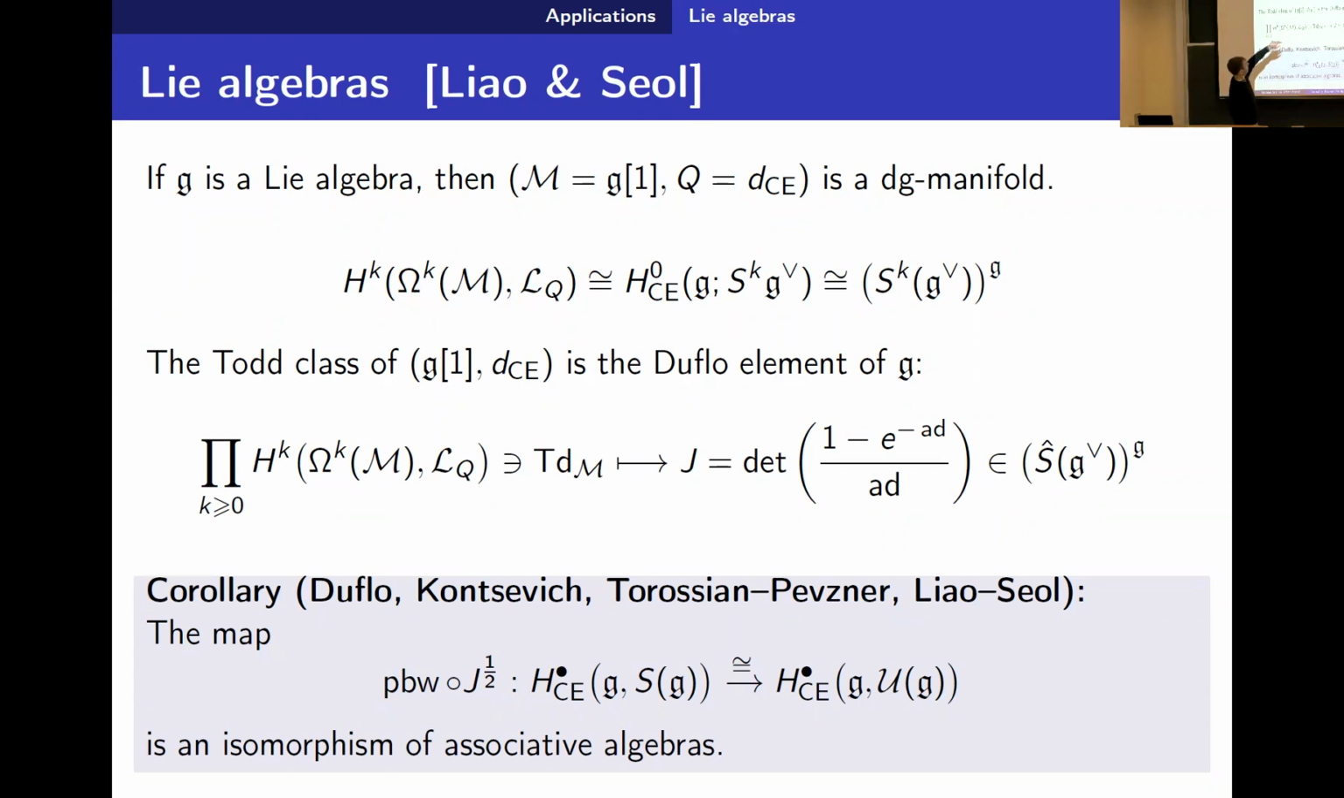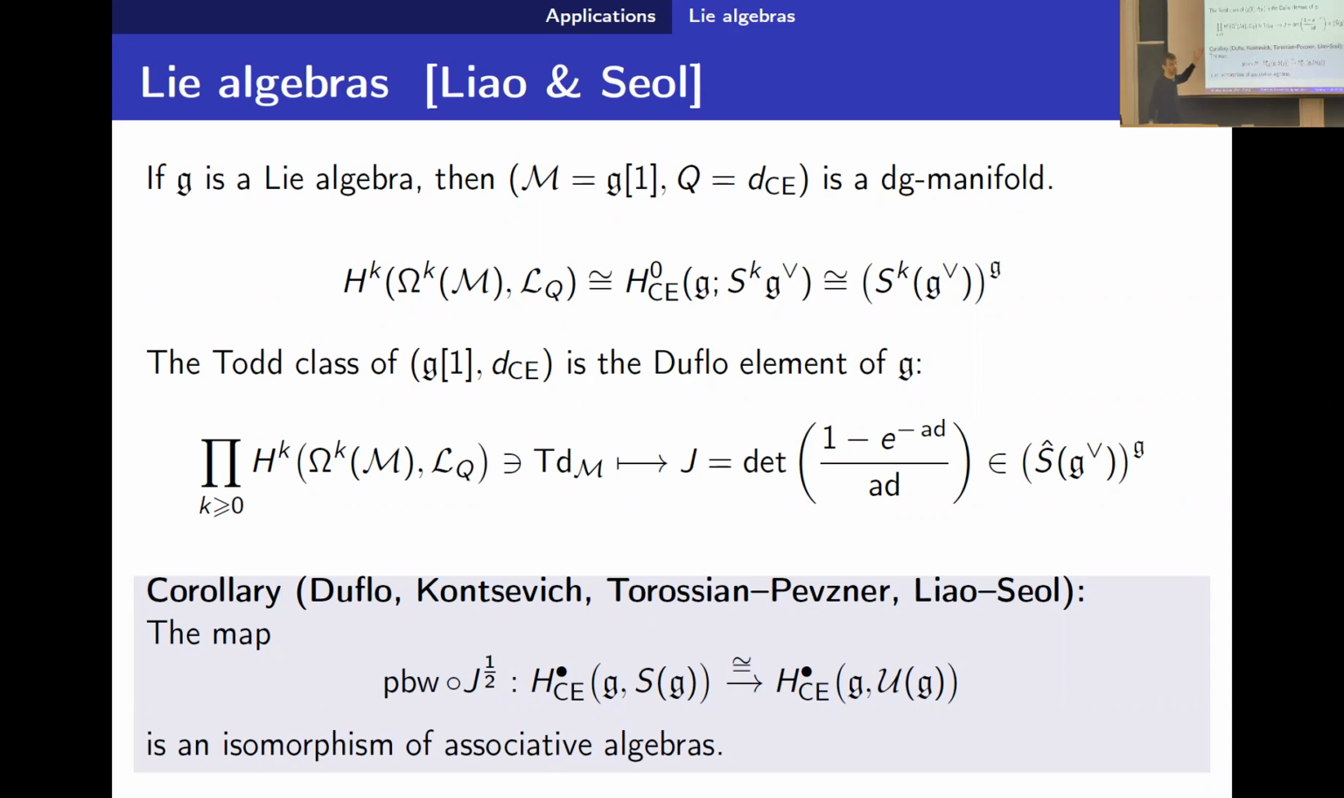Then Liao and Sol proved that this cohomology group, if you remember, the Todd class lives in the direct product over k of those cohomology groups. Each one of those cohomology groups can be identified to a degree zero Chevalley-Eilenberg cohomology group of g with values in the module S^k g dual, and that's exactly the g-invariants in S^k g dual. Under this identification, the Todd class is mapped to the Duflo element in S hat g dual. And moreover, the HKR map is identified with the Poincaré-Birkhoff-Witt map of the Lie algebra g.